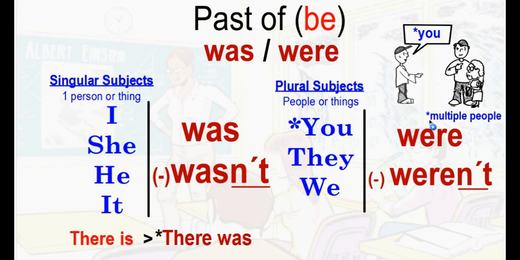So for that reason, we use you as a plural subject and we use were and weren't with you. Also remember, when we use there are in English, in the past we say there were.